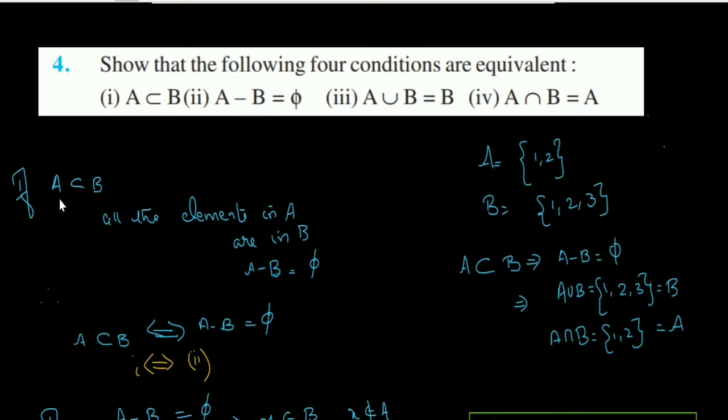So if you want to write it like this, if A is a subset of B, what does it mean? All the elements in A are in B. Therefore, when you find A minus B, it will be empty. So A is a subset of B implies or is equivalent to A minus B is empty. So first condition is equivalent to the second condition. Now if the first condition is true, second condition will be true.